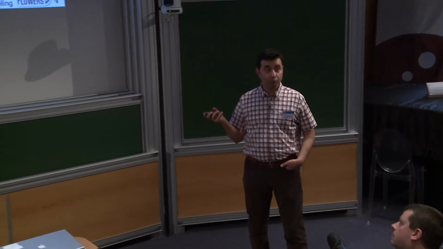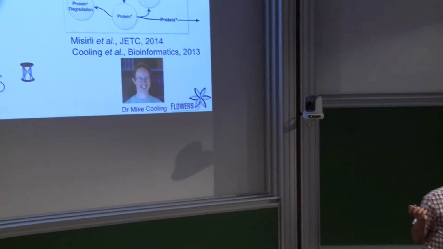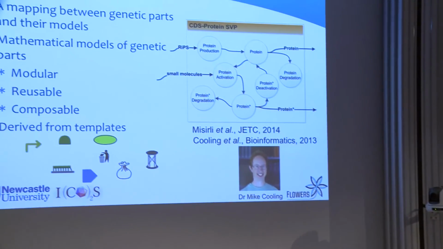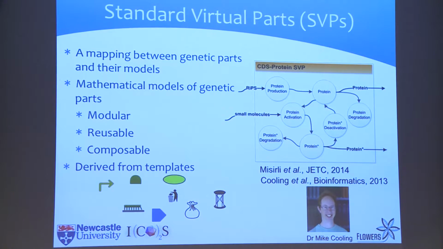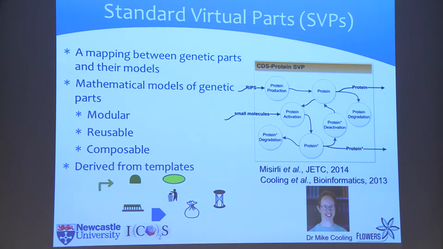To facilitate model-driven design, we developed an approach called standard virtual parts, or SVPs. SVPs are basically a mapping between genetic parts and their models. They are mathematical models of basic biological parts, such as promoters, coding sequences, and ribosome binding sites. Each SVP encapsulates a number of modeling entities, and they only expose some inputs and outputs. The important thing is that these inputs and outputs make the models composable.